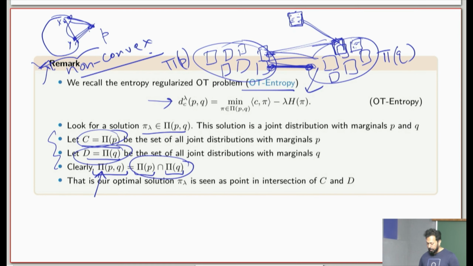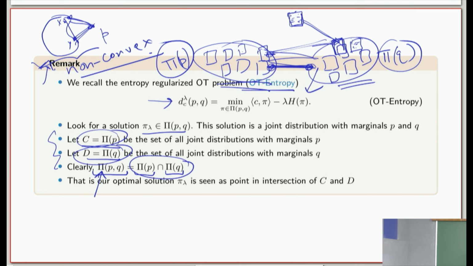Okay, so projections are well defined on a convex set. If you are given a convex set, projections will always give you a unique point. Okay, that's a good thing about convexity. So now in our algorithm we want to check these things: whether Pi_P was a convex set, Pi_Q was a convex set.